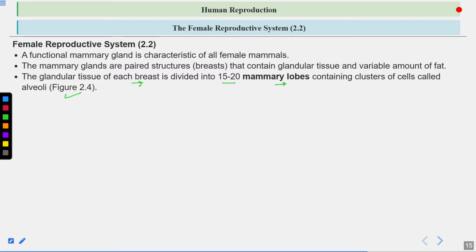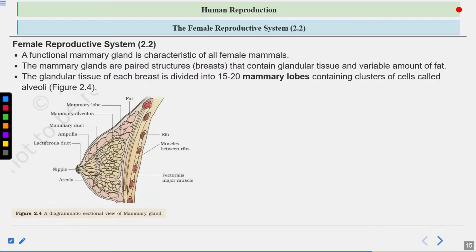So these alveoli are different from the alveoli of the lungs. In the lungs, these alveoli help in the exchange of gases. Here, these alveoli are involved in the secretion of milk. Okay, so within these mammary lobes, clusters of cells known as alveoli are present. You can see here, they have shown you in this diagram. This is a diagrammatic sectional view of the mammary gland.